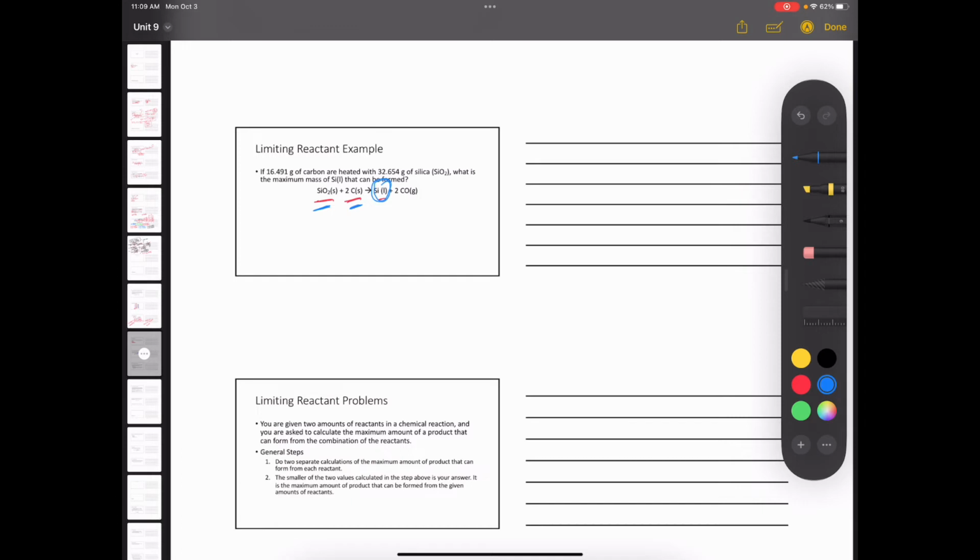So similar to our frames and wheels, you can think of this one as the wheel, and you can think of this one as the frame. Whichever finishes first will limit the amount of the product that I will have. So what I will do first is establish my relation between the silicon oxide and also the silicon.